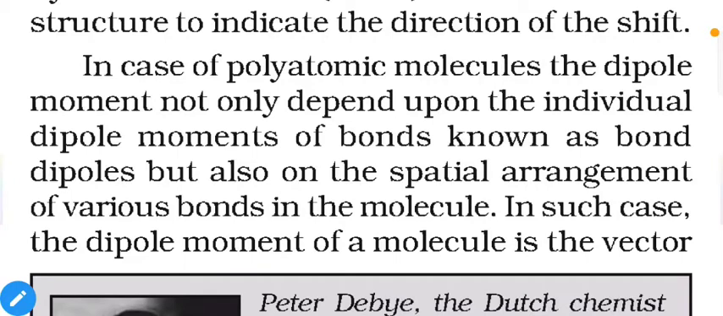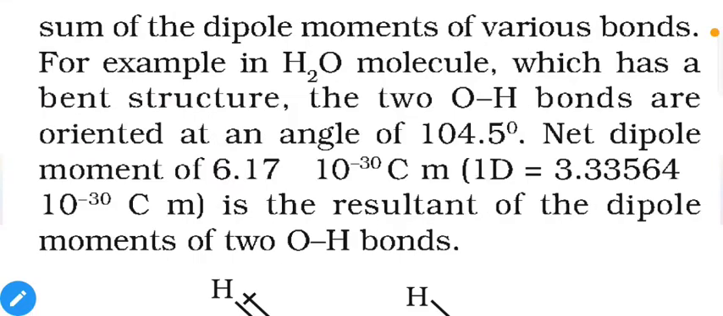In case of polyatomic molecule, the dipole moment not only depends upon the individual dipole moments of the bonds, known as bond dipoles, but also on the spatial arrangement of various bonds in the molecule. In such cases, the dipole moment of the molecule is the vector sum of the dipole moments of various bonds.